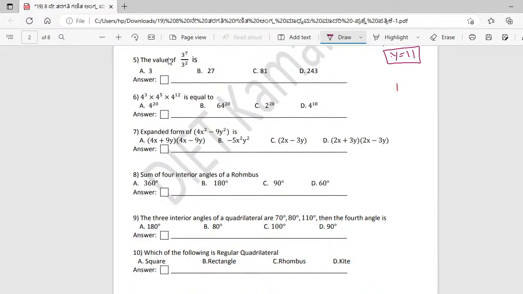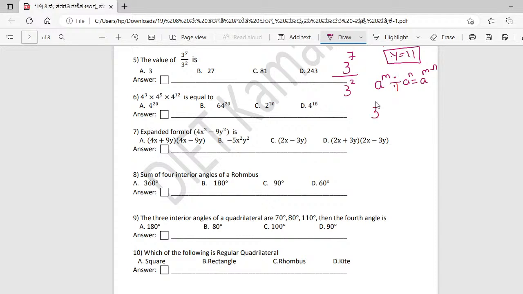The fifth question: 3 to the power of 7 divided by 3 to the power of 2 is dash. What is that question? 3 to the power of 7 divided by 3 square. Both are in the form of a division, and there is one formula in exponents. What is that formula? a to the power of m divided by a to the power of n is equal to a to the power of m minus n. If it is division, we need to subtract the powers if the base is the same. As you can see, the base is the same.